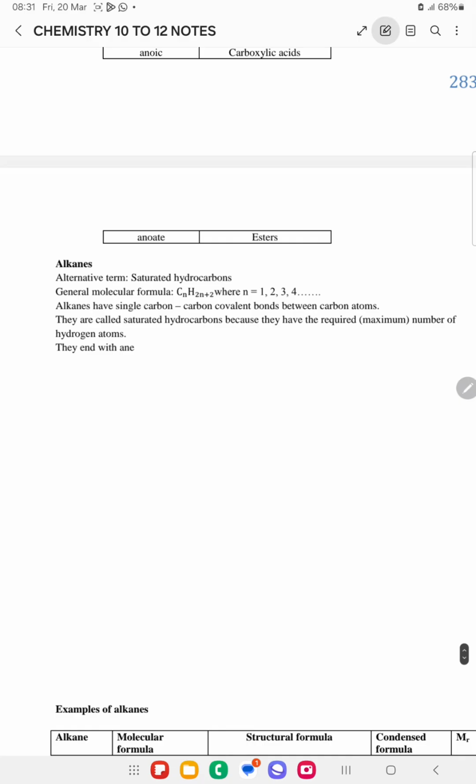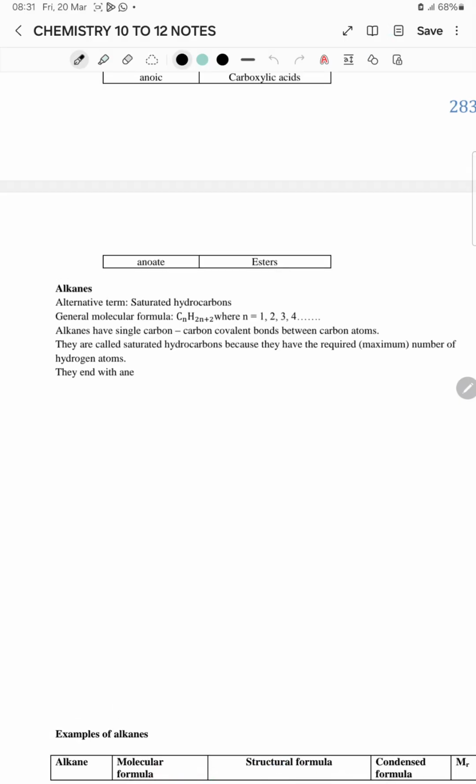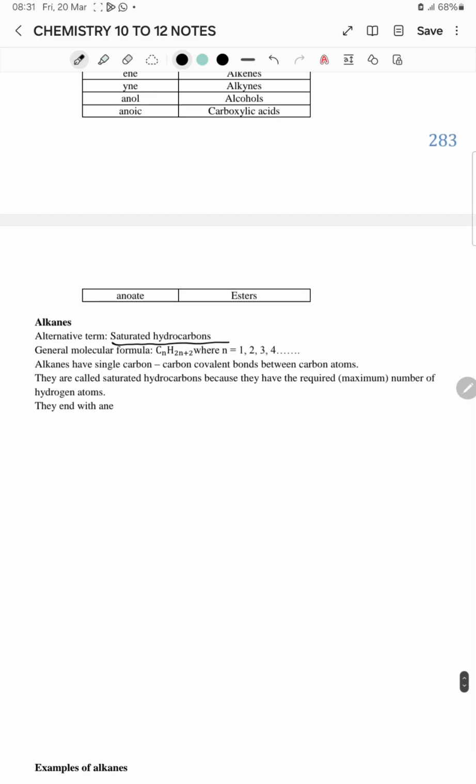We said that alkanes are saturated hydrocarbons. This word here, they are saturated hydrocarbons. Okay, and the general molecular formula is CnH2n+2, where n is equal to 1, 2, 3, 4 up to infinite. So alkanes have single carbon covalent bonds between carbon atoms.